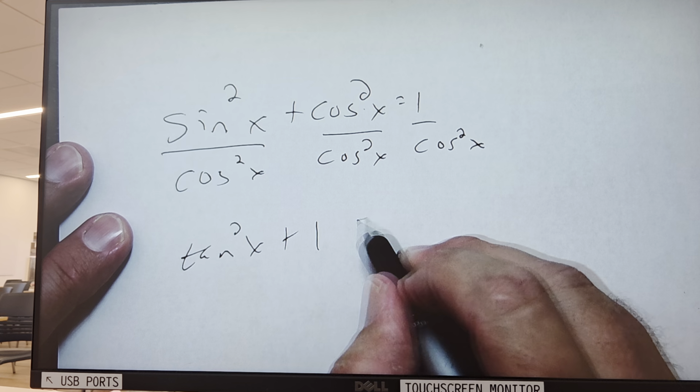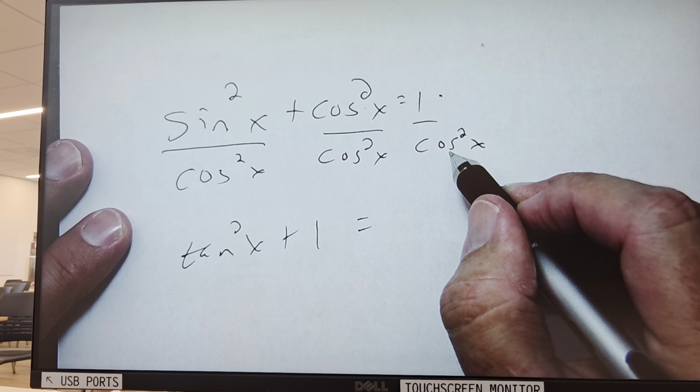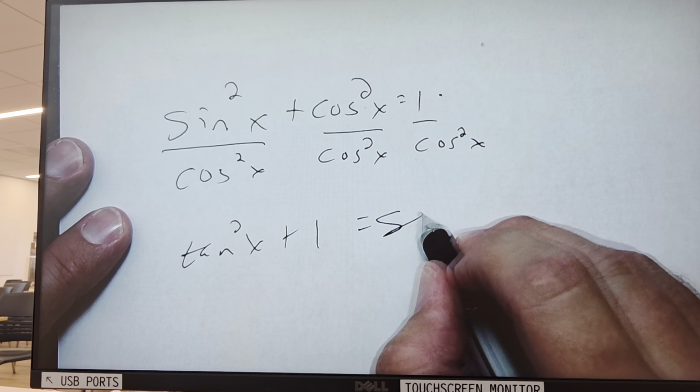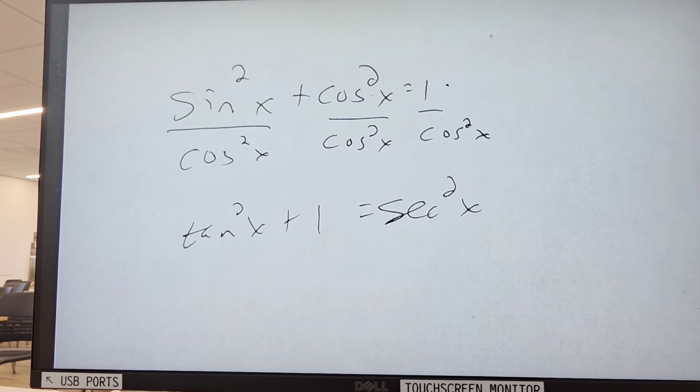Something divided by itself is 1. 1 over cosine is secant. So there's another Pythagorean identity. If you divide by sine squared instead, you get 1 plus cotangent squared is cosecant squared. See the analogy. You don't have to memorize a whole bunch of stuff, just like derivatives. You guys kind of with me?